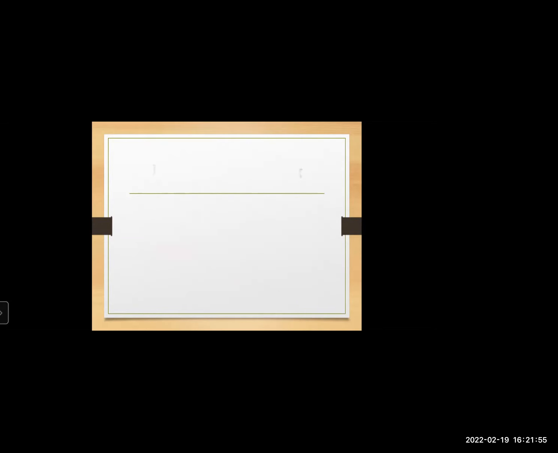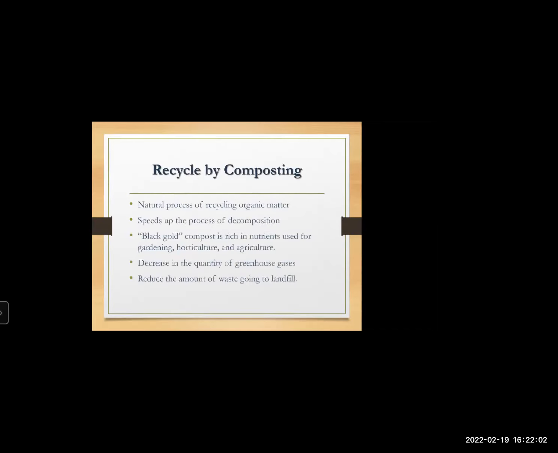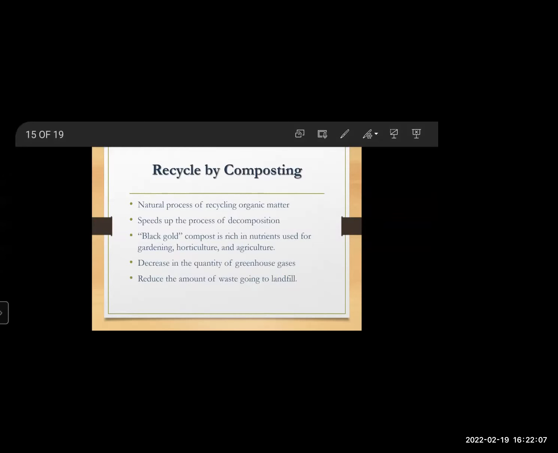So I will talk a little bit about the recycling by composting. Composting is the natural process of recycling organic matter such as leaves and food scraps into a valuable fertilizer. Anything that grows eventually decomposes. Composting simply speeds up the process by providing an ideal environment for the bacteria and fungi and other decomposing organisms to do their work.